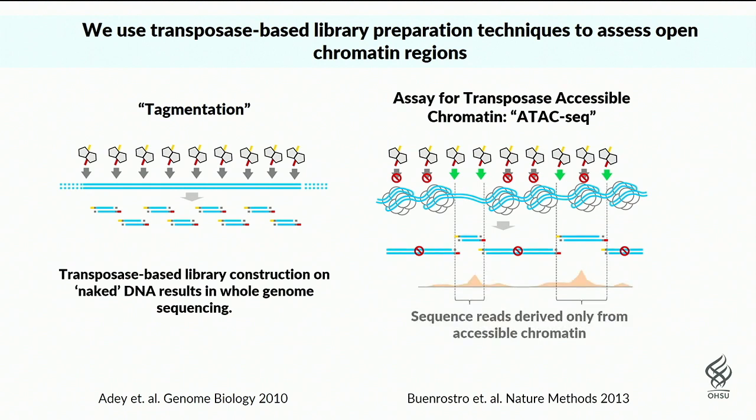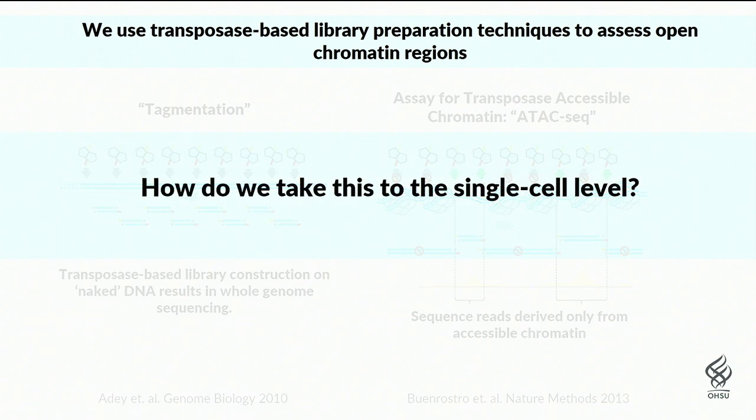So when you sequence this created sequencing library, you only get reads from these open regions, and you can call these peaks as these accessible regions in the genome or active regulatory elements. So how do we take this to the single cell level?